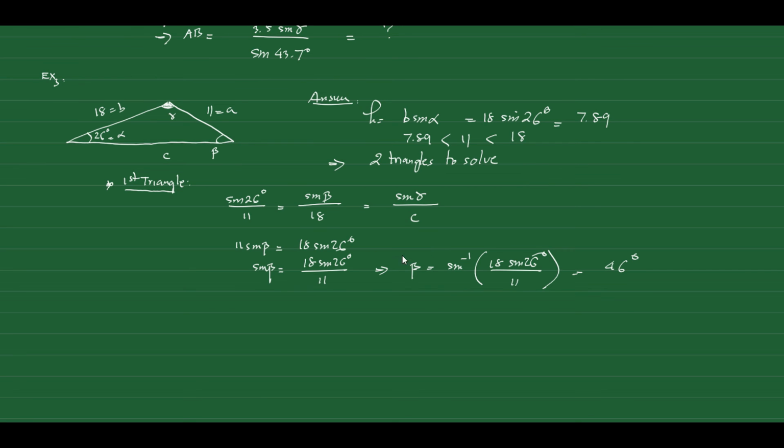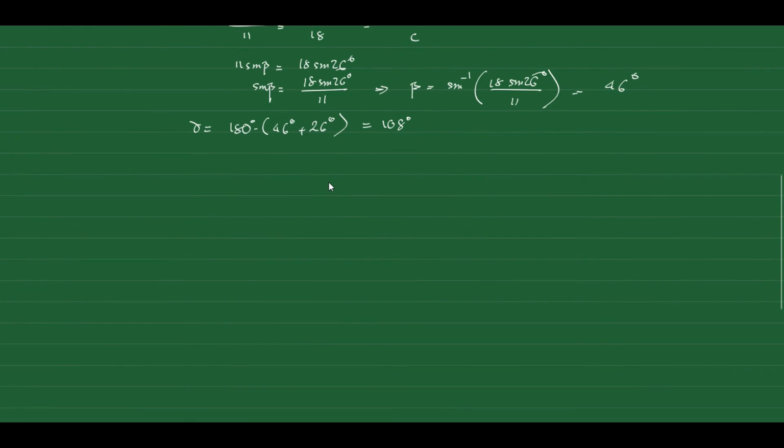So if beta is 46, then we can calculate gamma, right? So gamma will be 180 minus 46 plus 26. 46 plus 26, which gives you what? Go ahead and put it into the calculator. 46 plus 26, minus 180. So gamma will be 108.